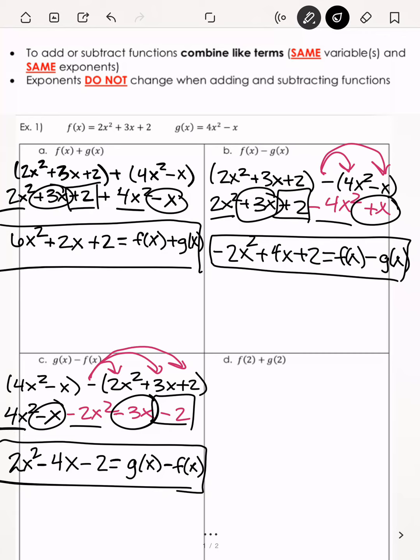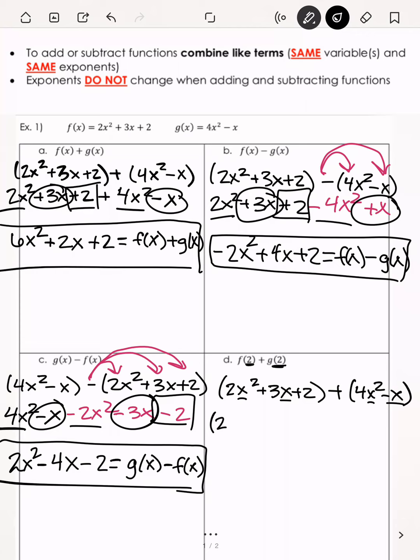Okay, looking at letter D, we notice there's a little change. We have added a 2 instead of an x. So I'm going to start by rewriting it all out. Oops, I was going to write g of x. I meant to write what g of x equals. So we have 4x squared minus x. There we go. Now, anywhere I see an x, I'm going to replace it with the number 2 since it replaced the x in the equation.